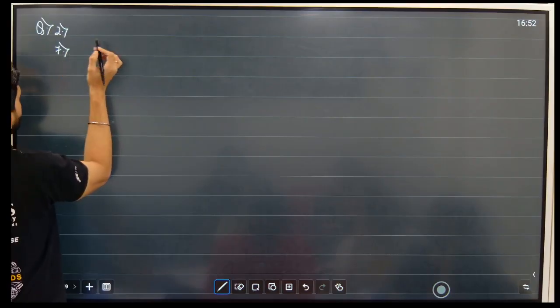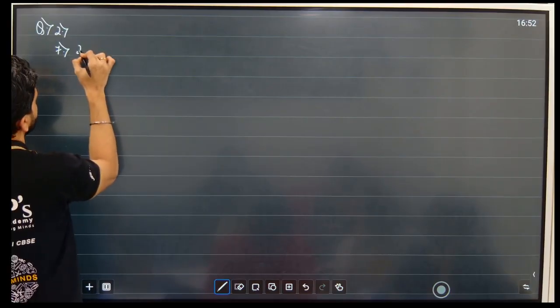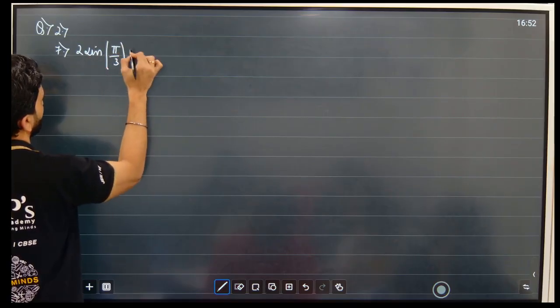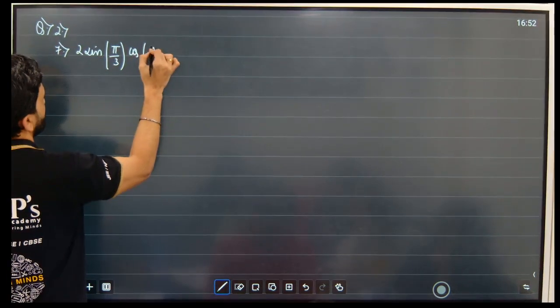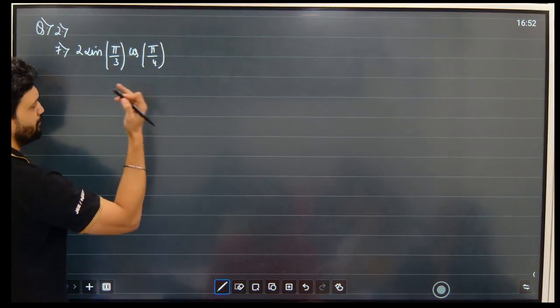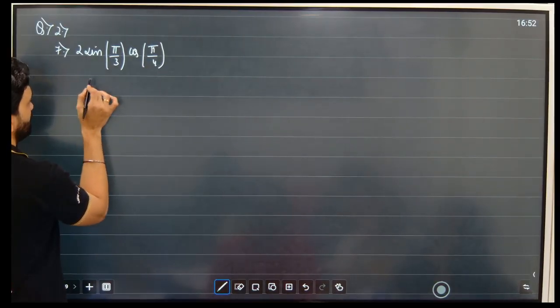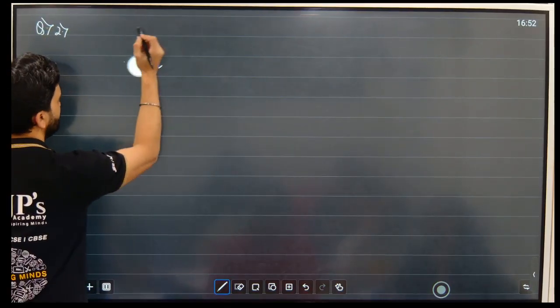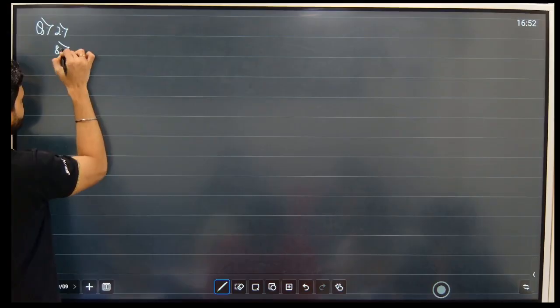The next question that we have, can anyone tell me what is the question? The first seventh is 2 sin pi by 3 into cos pi by 4. Here you can directly substitute the values, but we'll use the formula. So if I have to substitute, let's take the next question, the 8th question.